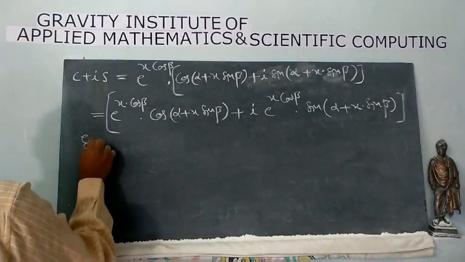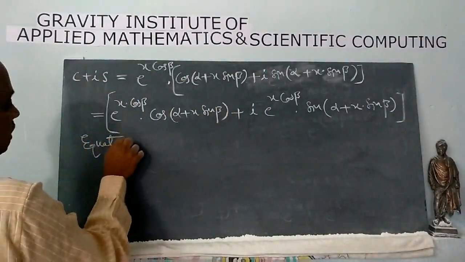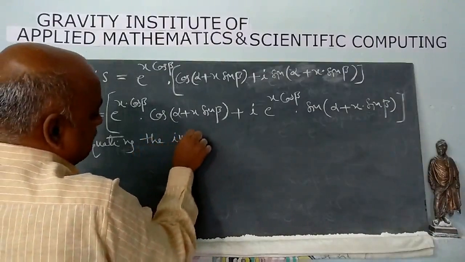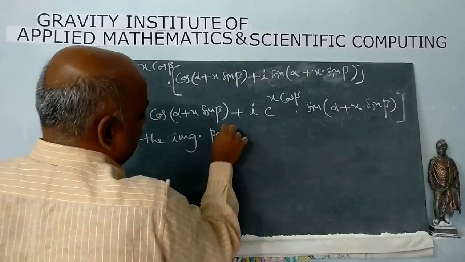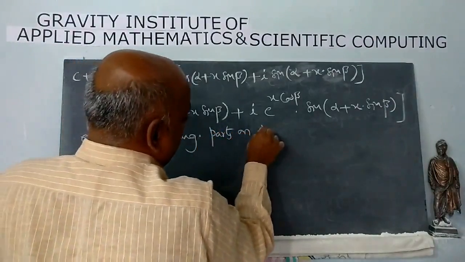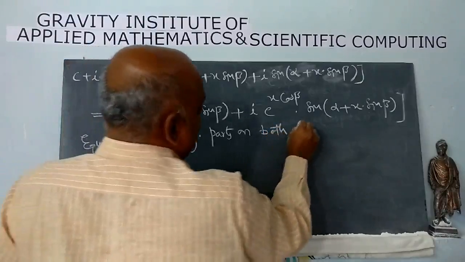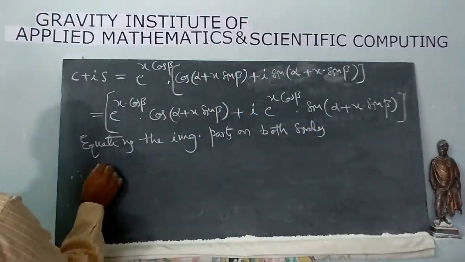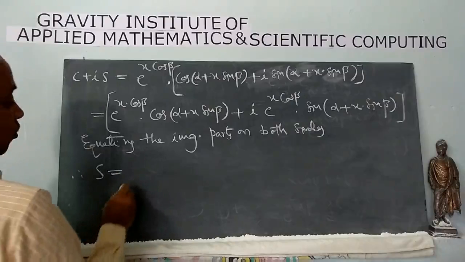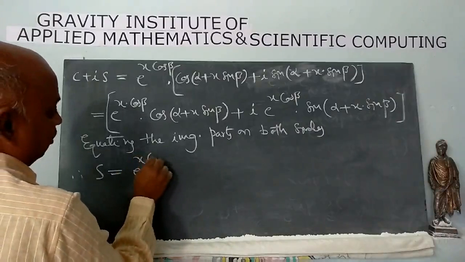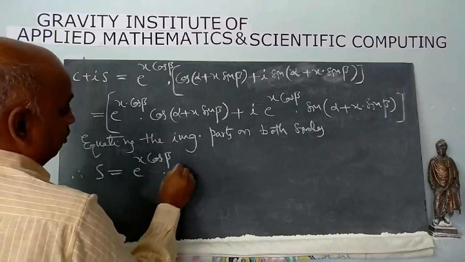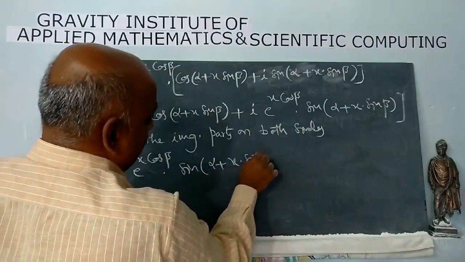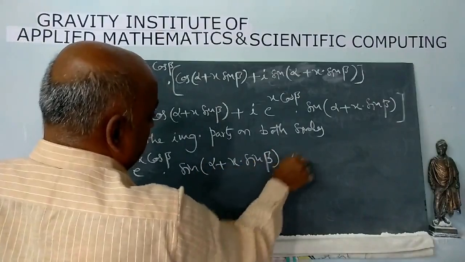So equating the imaginary parts on both sides, therefore S is equal to e to the power of x cos beta into sin of alpha plus x sin beta.